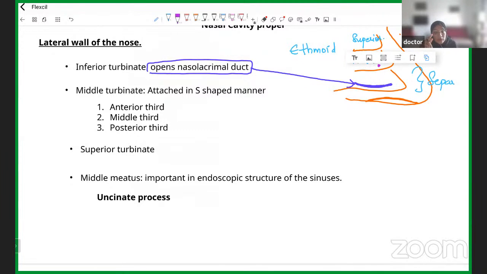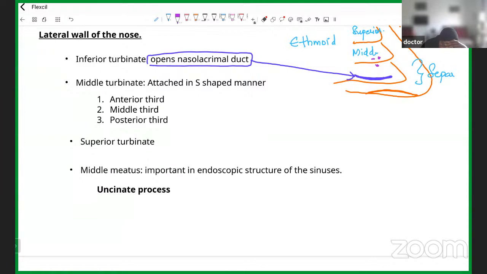Okay. And then below that, it will open into sinuses. That is frontal sinus, maxillary sinus. Like this. All right. So we have two sinuses opening, frontal sinus and maxillary sinus, and we have the middle ethmoidal cells opening. Now the superior meatus lies in the superior concha and it receives the opening from the posterior ethmoidal cells.